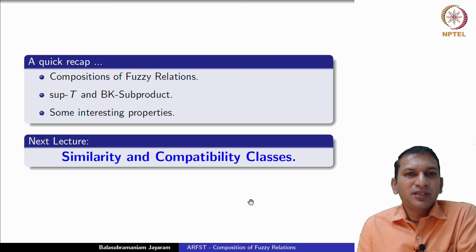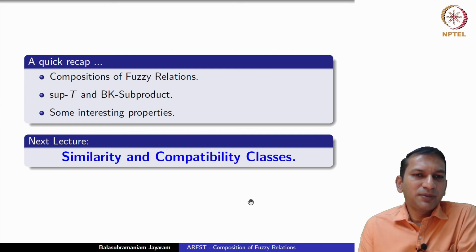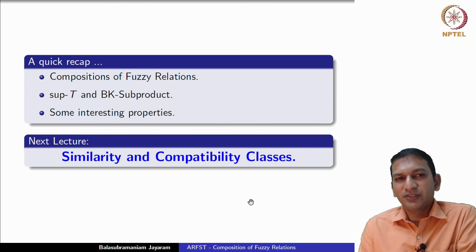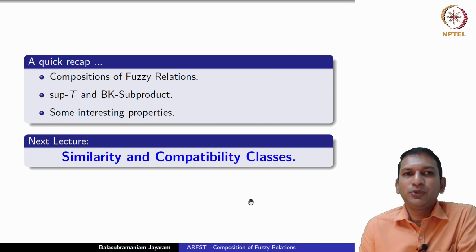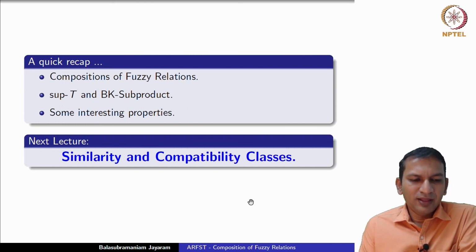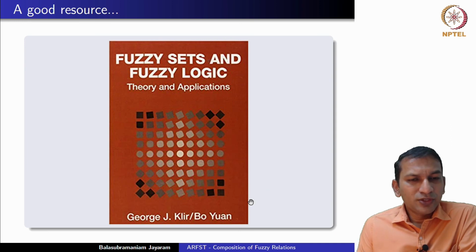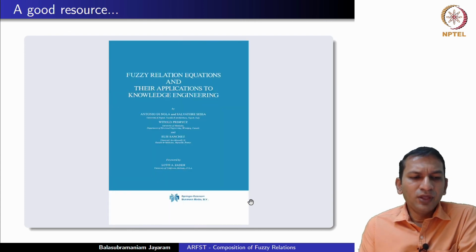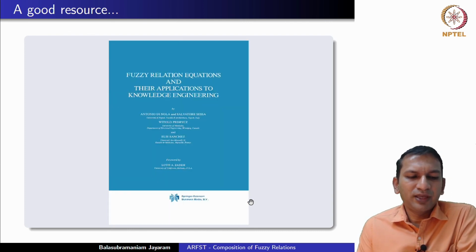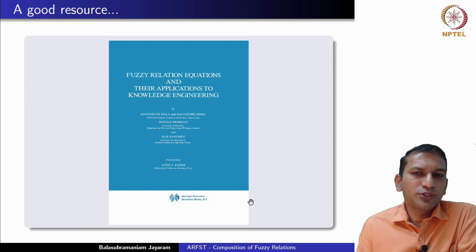What next? We had introduced fuzzy equivalence relation or similarity relation and compatibility relation. In the next lecture, we will look at how these special relations are going to be useful for us. A good source for the topics discussed in this lecture is once again the book by Klir and Yuan. You could also look into this book by Di Nola and Sessa, which deals with fuzzy relational equations and their applications to knowledge engineering.